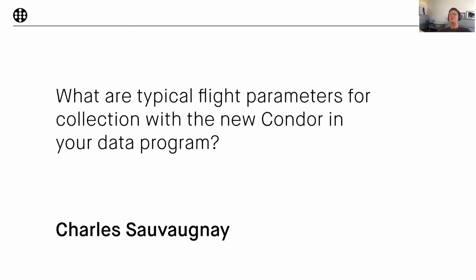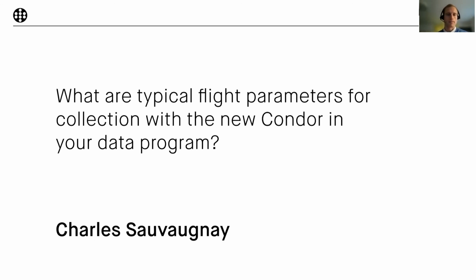What are typical flight parameters for collection with the new Condor in your data program? Bernhard, do you want to take that? Yeah, so right now we are collecting data with 15 centimeter ground sampling distance in RGB, and at an overlap of 90% in flight direction and 30% sidewards. So these are the parameters for the collection with the new Condor. Did you mention the flight altitude? There was a cut in the audio. Flight altitude for 15 centimeter is about 4,900 meter above ground.